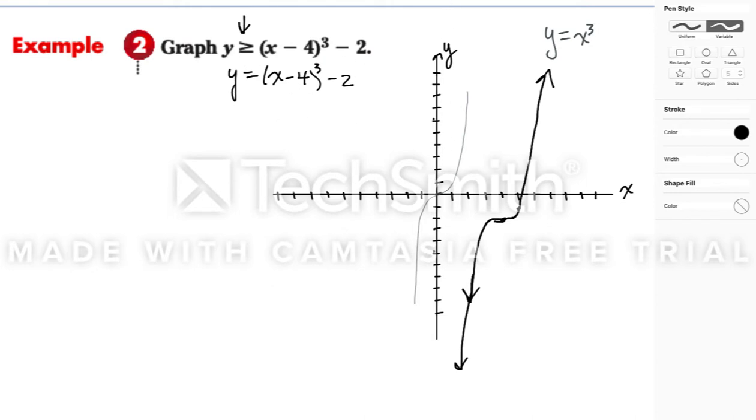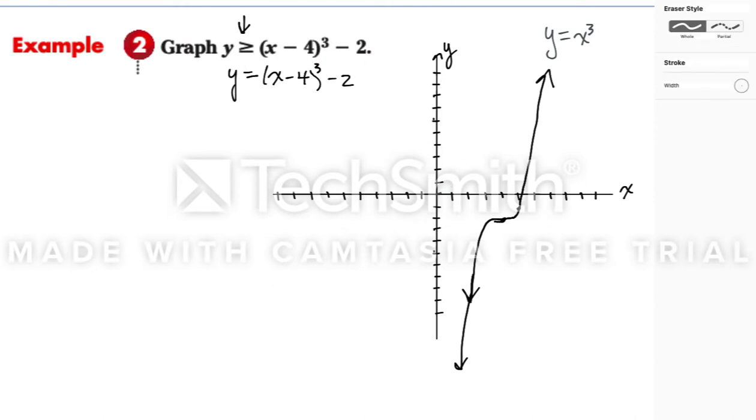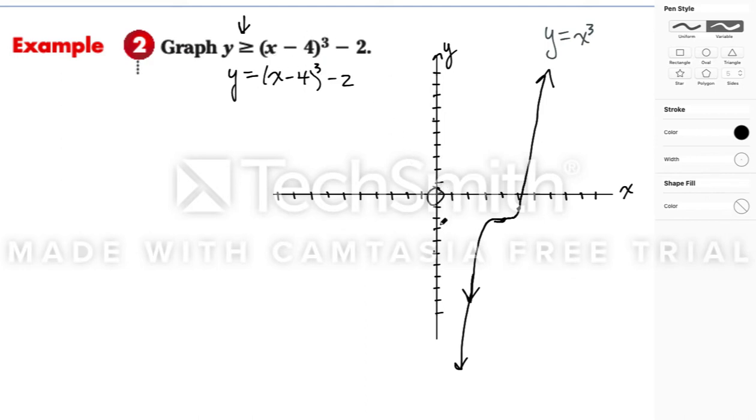So what many teachers will tell you to do, and it makes perfect sense, is to choose a point, plug it into the inequality, see if it works. The point that people often choose is the origin.